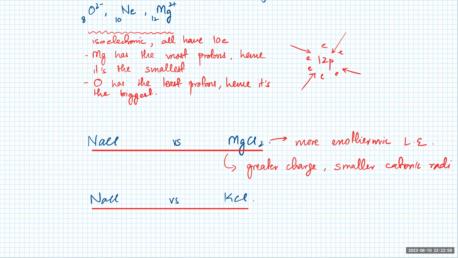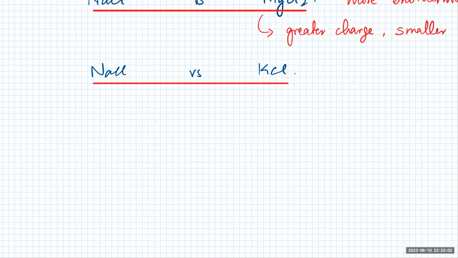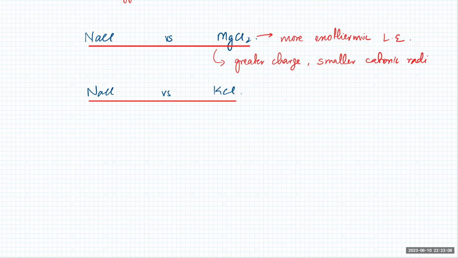NaCl versus KCl. Which has the stronger lattice? Why? Is it because it has the smaller radius? No, it's got the bigger radius. They both have the same charge. Charge is the same, but Na has got the smaller radius.